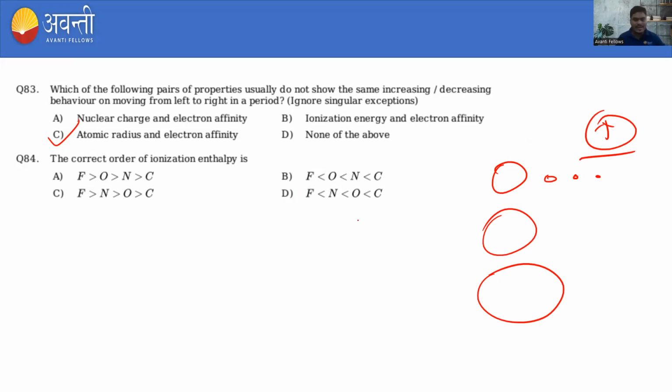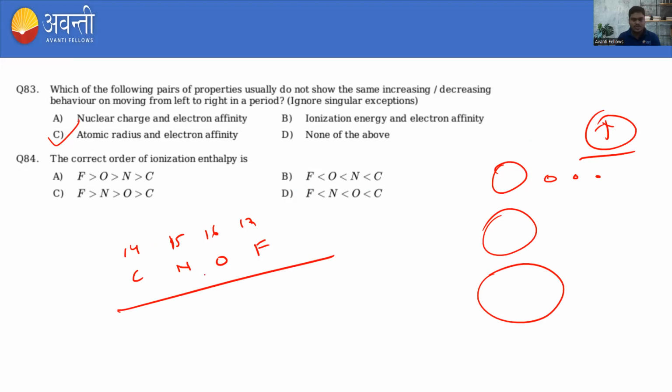Now, the correct order of the ionization enthalpy. This question is from ionization enthalpy. So let me write the groups. This is the 14th group. This is from the 15th group. This is from the 16th. And this is for the 17th group, right? So we have an exception in group 15 and group 16.